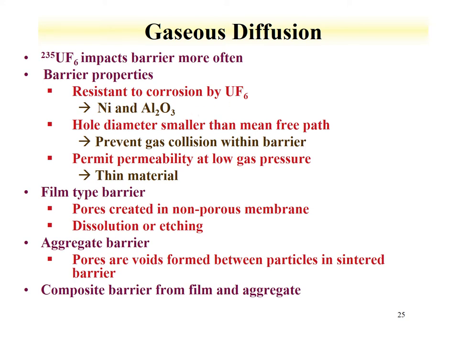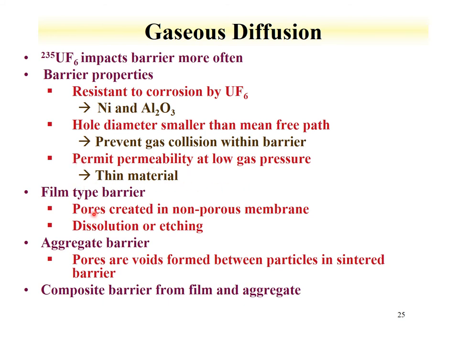This includes the use of nickel or aluminum oxide. Also some engineering parameters: the diameter of the holes in the barrier needs to be smaller than the mean free path, so that it prevents gas collision within the barriers, so that the uranium wouldn't be diffusing back out. And it needs to permit permeability at low gas pressure, so you need very thin material.